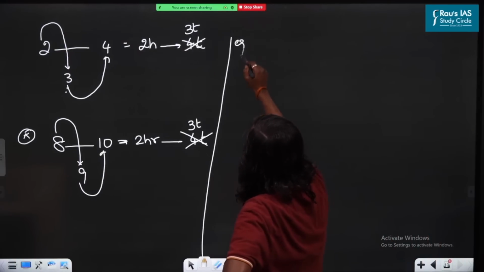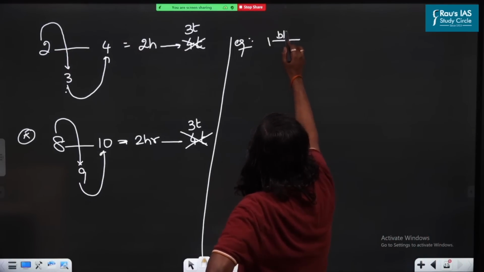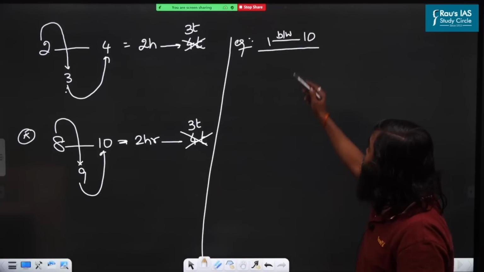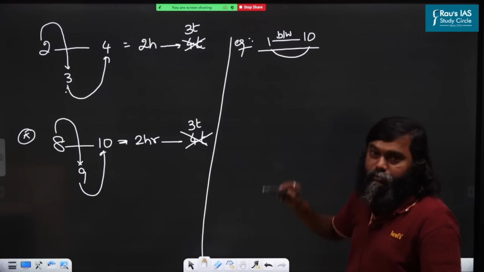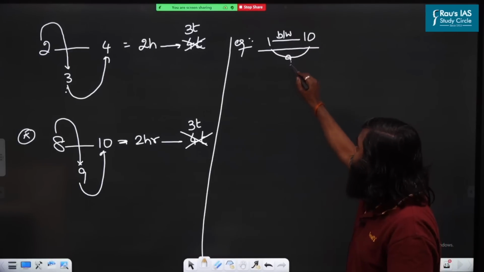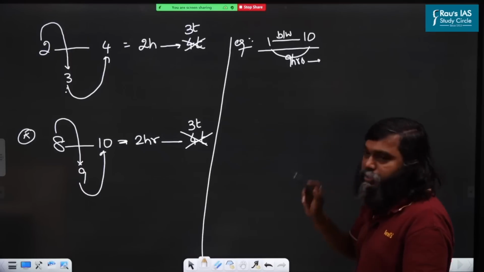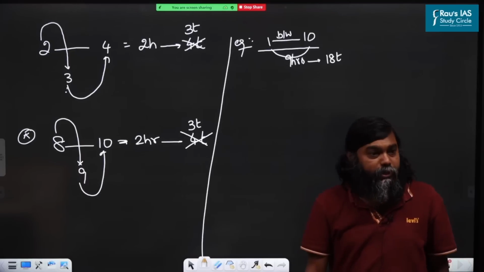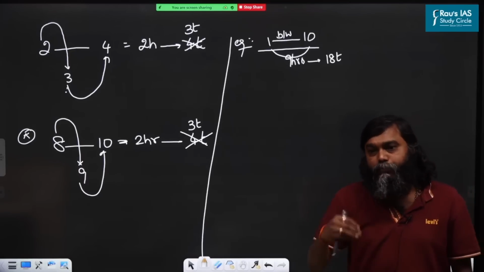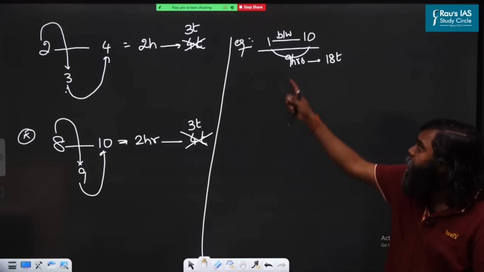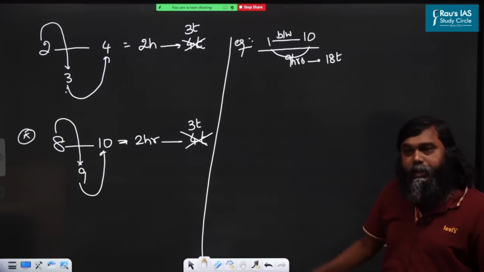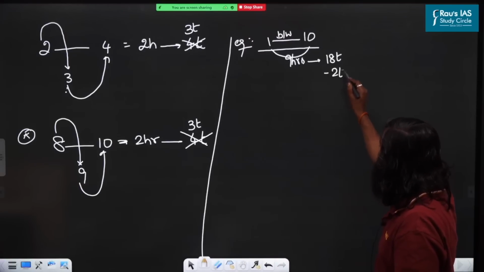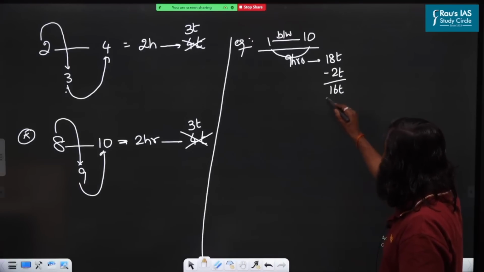For example, between 1 to 10, how many times right angle? How many hours difference? 9 hours difference. 1 hour 2 times, 9 hours how many times? We are expecting 18 times right angle. Understood, boss? What are the exceptional times for right angle? 2 to 4 inside or not? 1 time decreasing. 8 to 10 inside or not? Another time going to be decreasing. Total how many times decreasing? So my answer may be 16 times.